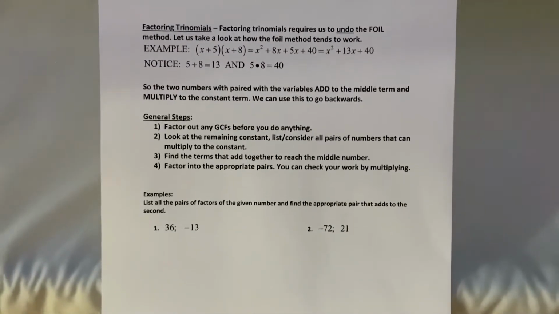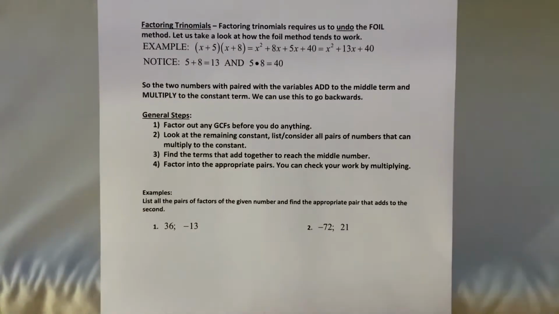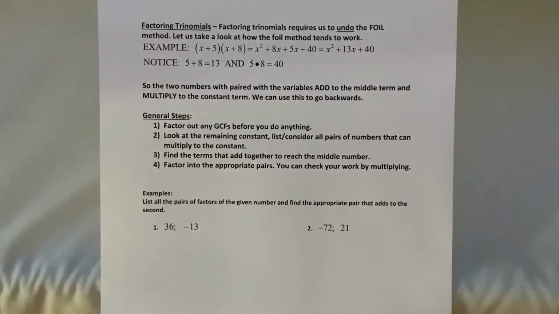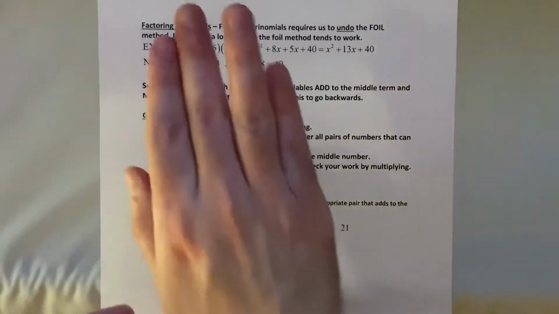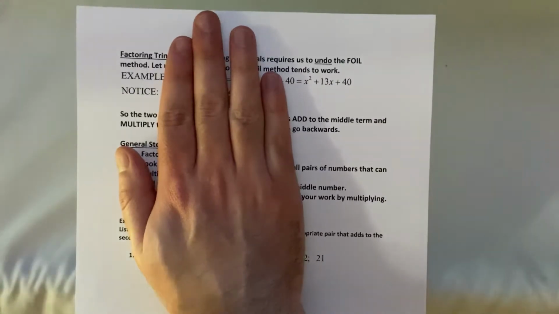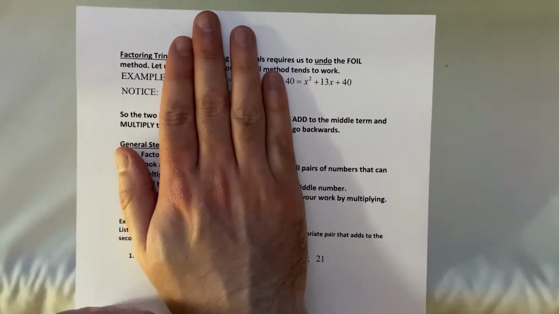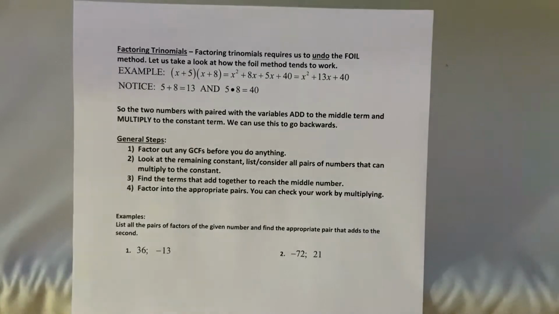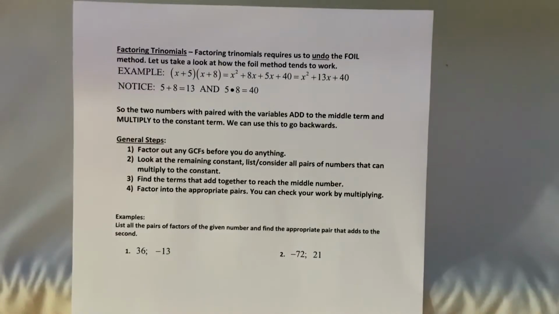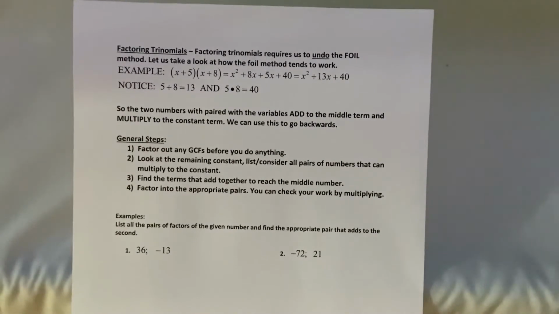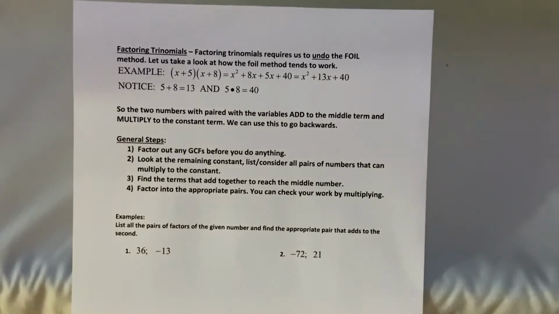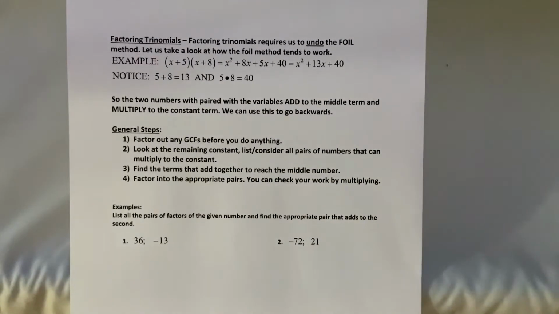So our general steps are going to first be factor out any GCF before you do anything. That always has to go first. If they have a common factor, factor it out. Look at the constant. Consider all the pairs of numbers that can multiply. So if all you saw was the 40, you're looking for numbers that multiply to 40, that add to 13. And then make sure the two numbers you pick add to the middle term, and then factor into your appropriate pairs. So we're going to only start when leading terms are 1, and we'll go from there. So let's just practice finding pairs.